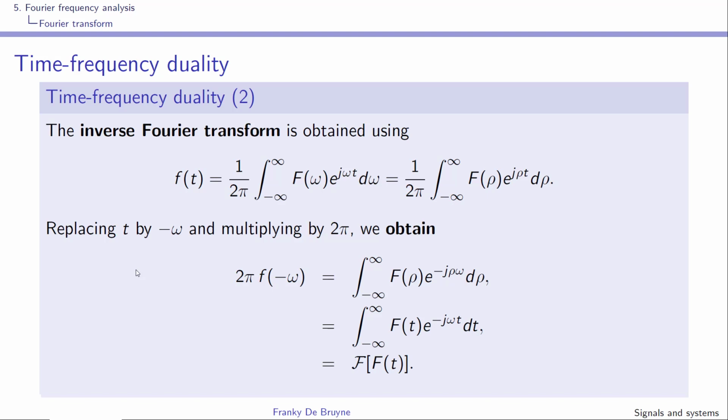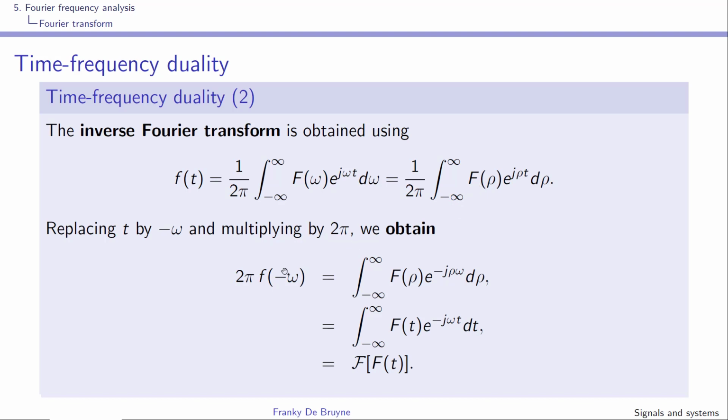So to prove this property, we'll start with the inverse Fourier transform. So we have f of t, right, and capital F of omega, its Fourier transform. They are linked, of course, by the inverse Fourier transform. f of t is the inverse Fourier transform of capital F of omega. What we'll do here is use a change of variables. We'll replace omega by rho to obtain this expression over here. And now what we'll do here is replace t by minus omega and multiply by 2 pi.